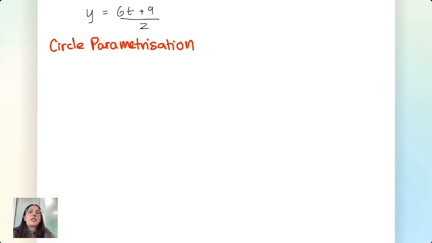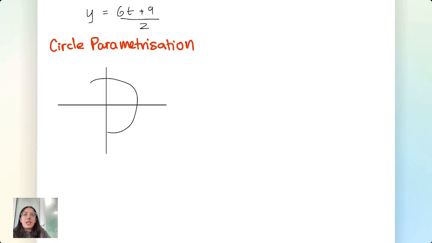So circle parameterization. The way we're going to learn this, we're just going to start again with a unit circle. So instead of a unit circle this time, we're going to just start with any circle with any given radius. So we're just going to call the radius r for whatever it is.